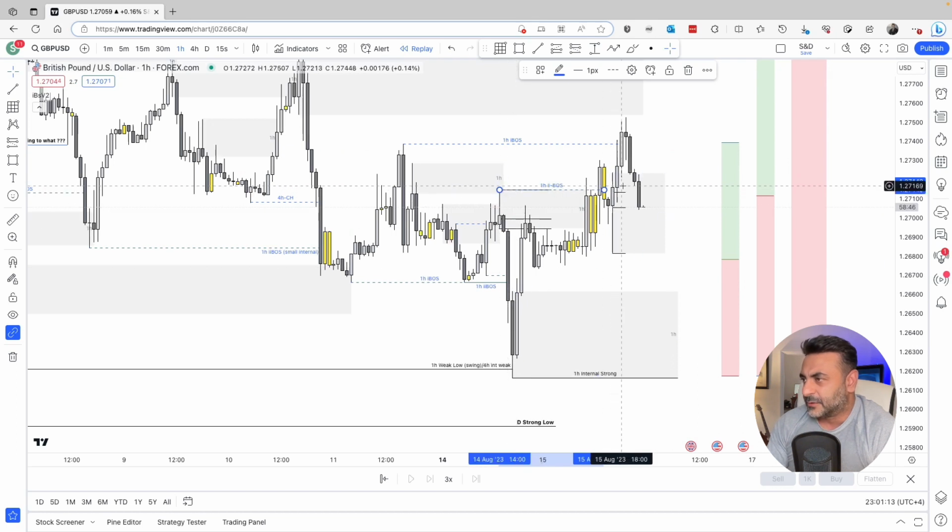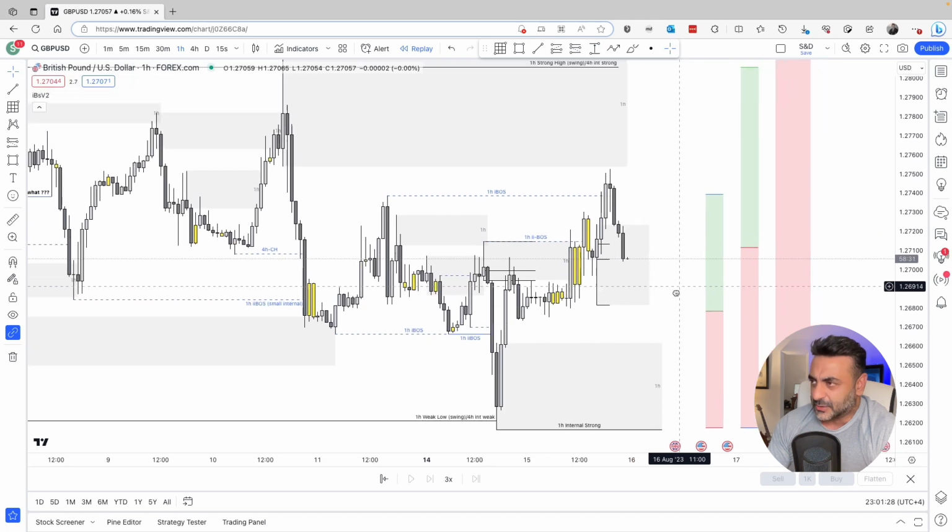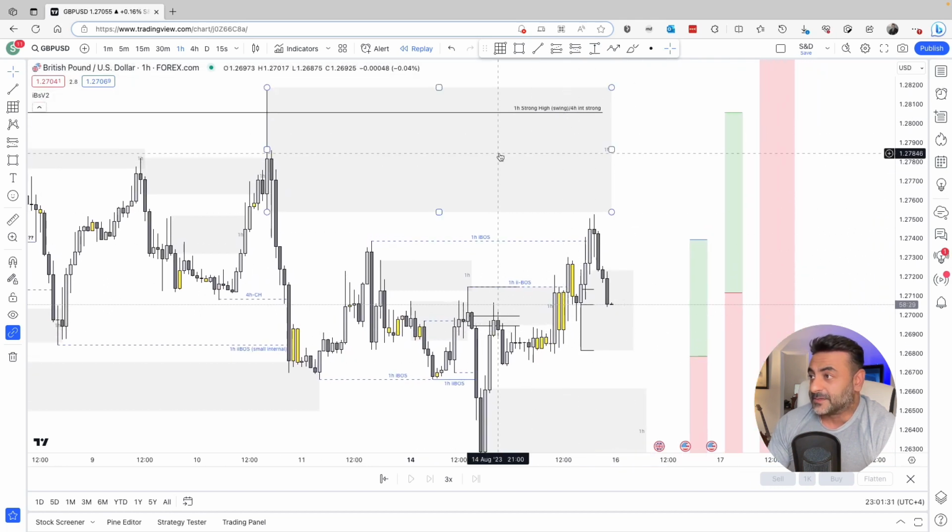So if you look at this break of structure, the lowest point would be this, and if you look at this break of structure, the lowest point would be this. So we are basically sitting at the same area for both the small internal and the larger internal structure on 1H. And then the swing obviously is bearish, right?